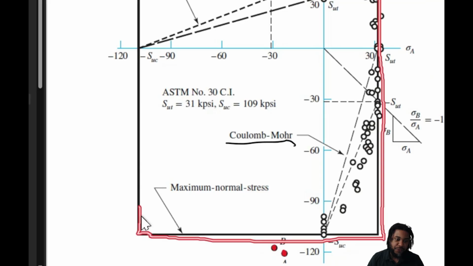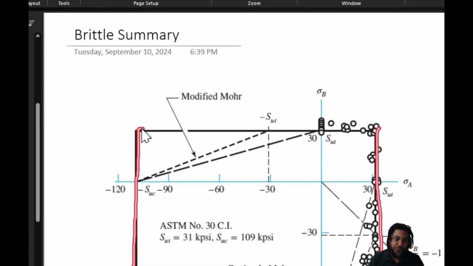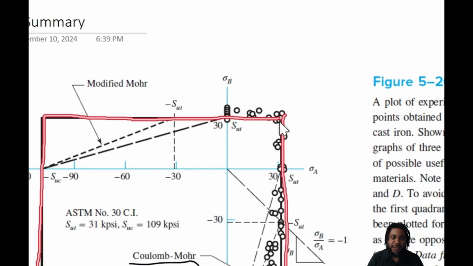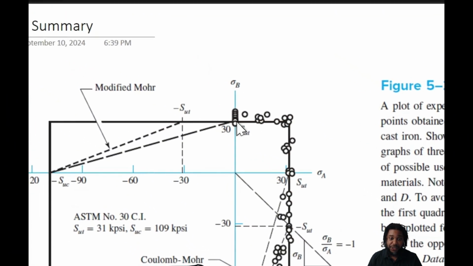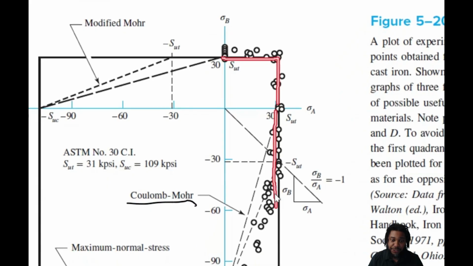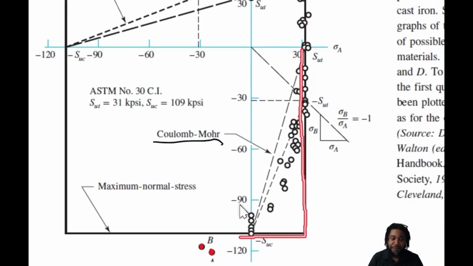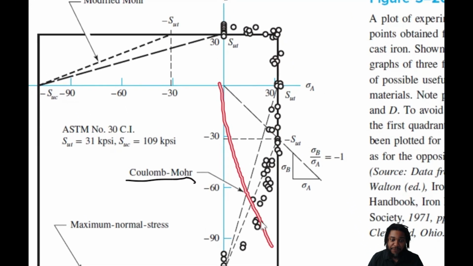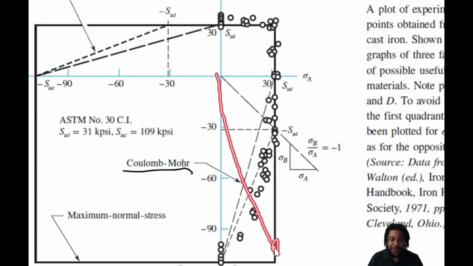And this theory is one of the first theories that were proposed, or the easiest theories to propose, but it's the least accurate. It's only accurate in this first quadrant, and in the fourth quadrant, it is completely inaccurate, meaning it predicts that failure won't occur until a very large stress compared to where failure occurs experimentally, right?